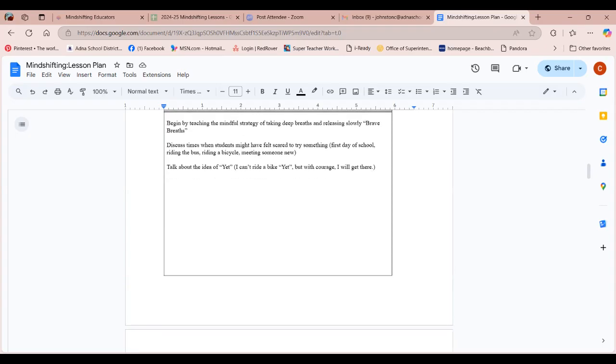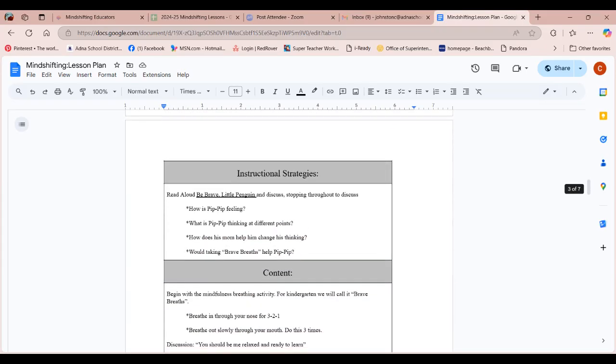And I've always had the idea of "yet" in my classroom, because a lot of kids say, "I can't do that. I can't do that." And I try to get them to understand that "yet" is a big word, because if they can't do it now, I don't know unless they try. So we build on the idea of yet.